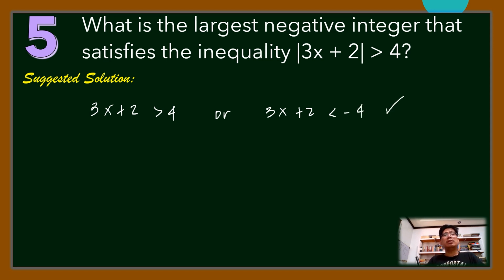From this inequality, let us subtract 2 from both sides. We get 3x is less than negative 4 minus 2, that's negative 6. Then we divide both sides by 3, we get x is less than negative 2. Therefore, the largest negative integer that satisfies the inequality is negative 3.